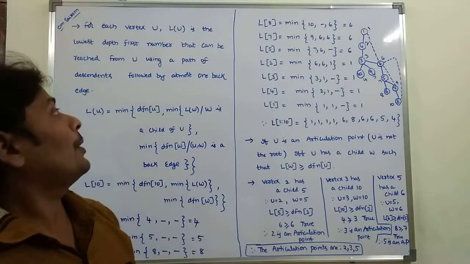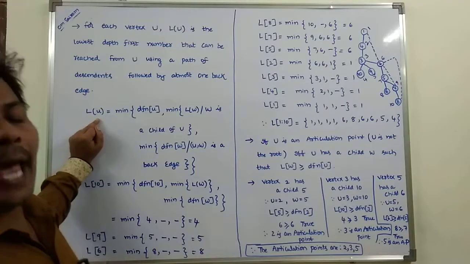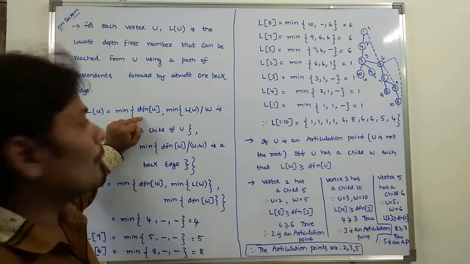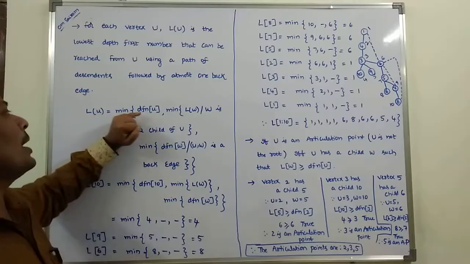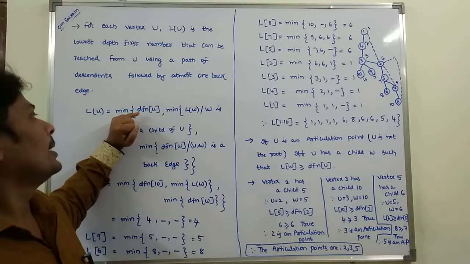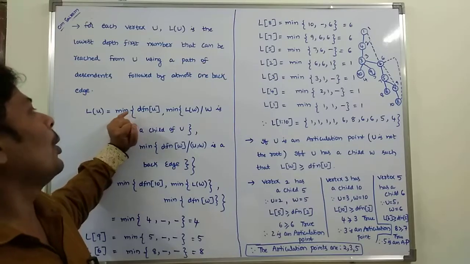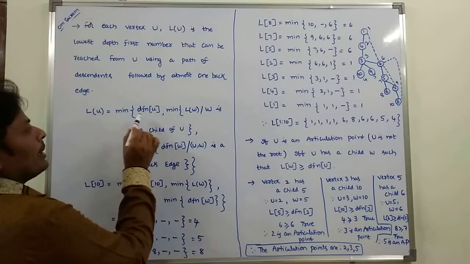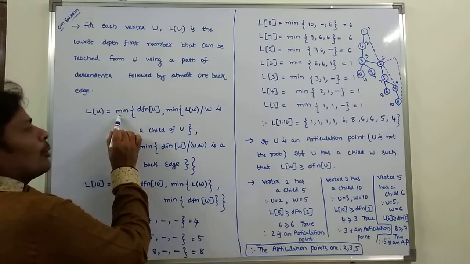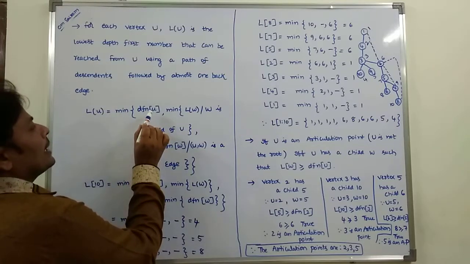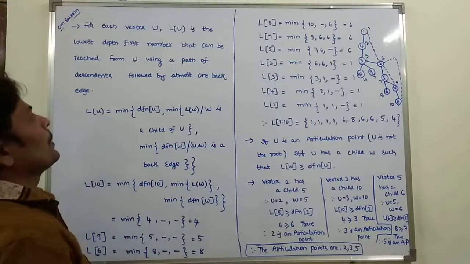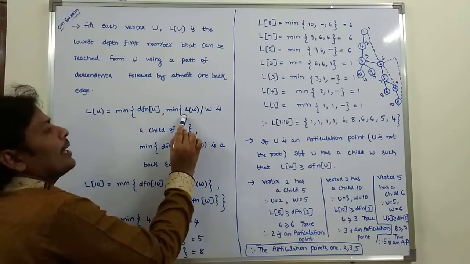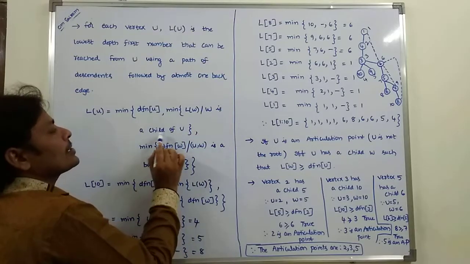L of u is calculated using this formula: the minimum of DFN of u, whatever vertex you take. First we have to find the DFN value. Minimum is nothing but lowest. The lowest depth first number that can be reached from u using a path of descendants. Here, L of w, where w is a child of u.